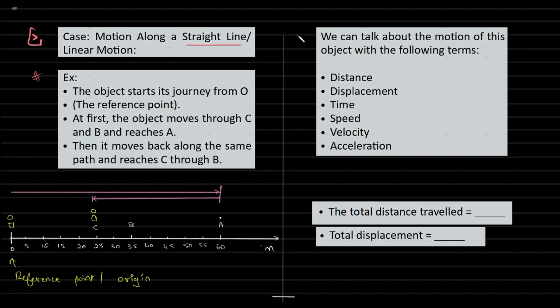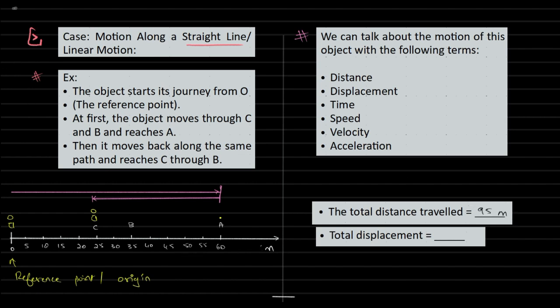So we can talk about any kind of motion with these terminologies: distance, displacement, time, speed, velocity, and acceleration. In this particular example, the total distance traveled is 60 plus 35. Right? From 60 to 25, the gap is 35. So in total, the distance traveled by this robot is 95 meters.